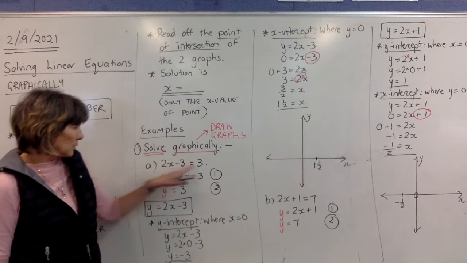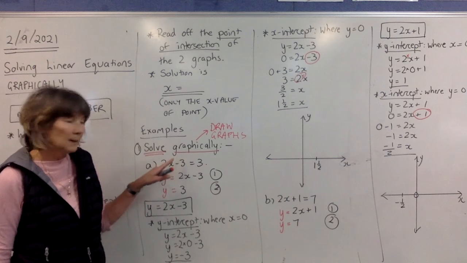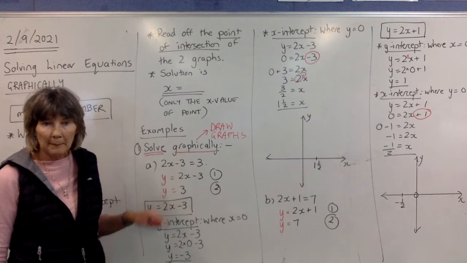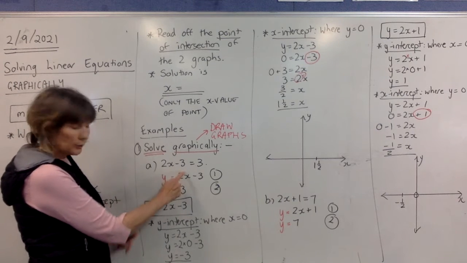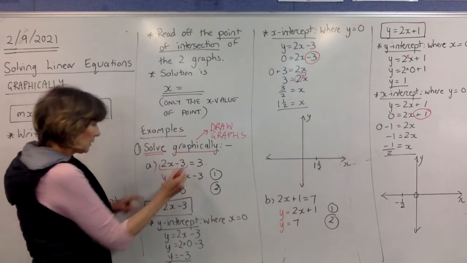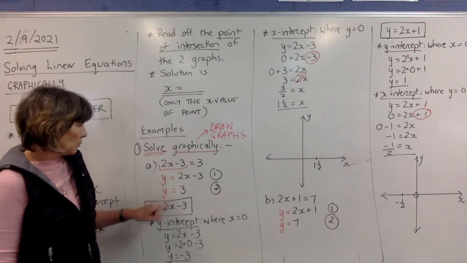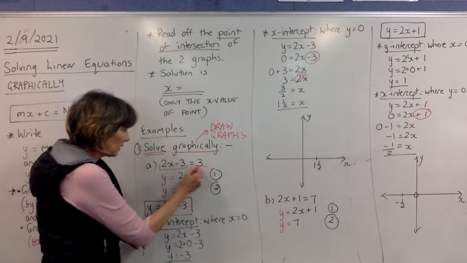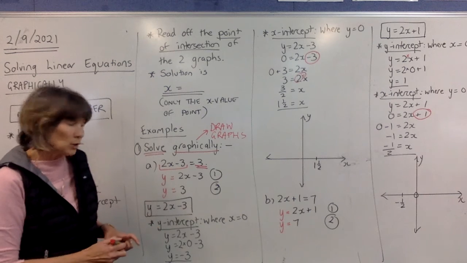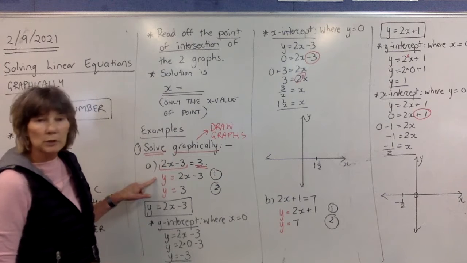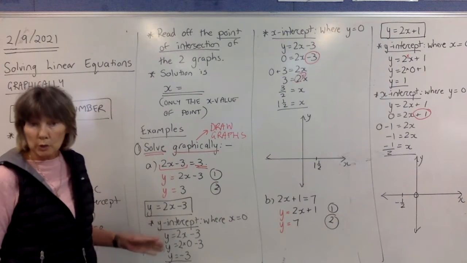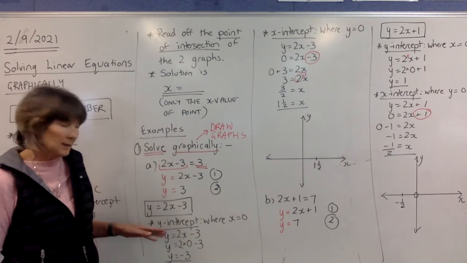Alright, so in this question here we're solving graphically. 2x minus 3 equals 3. So like I said before, we're going to put y equals in front of 2x minus 3. And then we're going to do another one, y equals in front of 3. So we've created two equations and we're going to work on the two graphs. So the first one is y equals 2x minus 3. And we're going to do it by finding our y-intercept and our x-intercept.